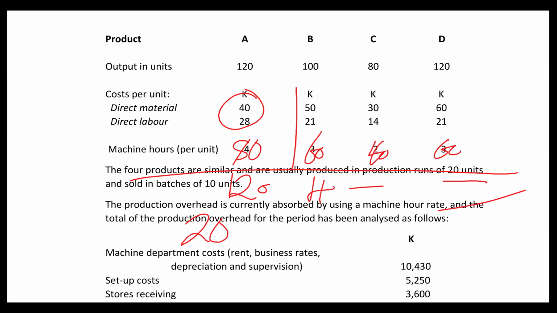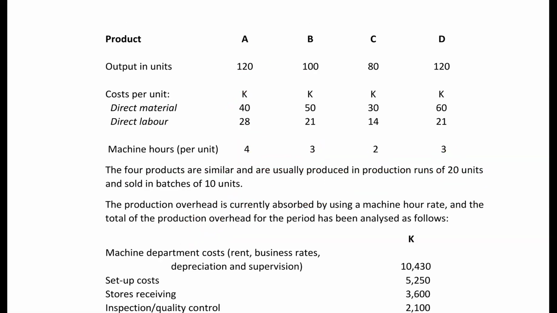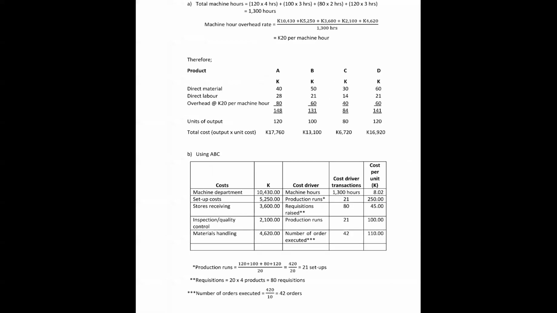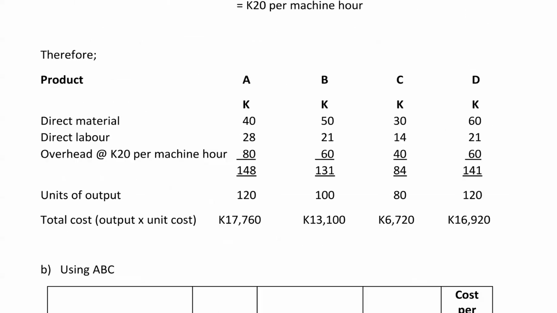If you want to find the actual cost, not total cost per unit, you multiply this amount times the number of units that have been produced for each product. These are total cost per unit. Multiply them by the number of units produced for each of the products. And that will give you the actual total costs.